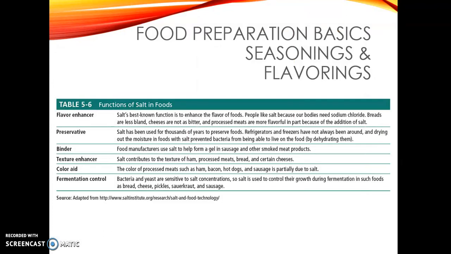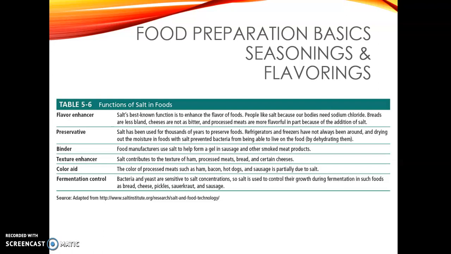So there are different functions of salt in foods, and these are important. It can be a flavor enhancer, which is probably the most known function of salt in foods. And our bodies do need sodium chloride, so it's actually great to have salt in foods. It's a preservative, which we've talked about before. It's a binder. We actually talked about all of these a couple slides ago, now that I'm thinking about it. But I think we didn't talk about color aid or fermentation control, so I'll cover those.